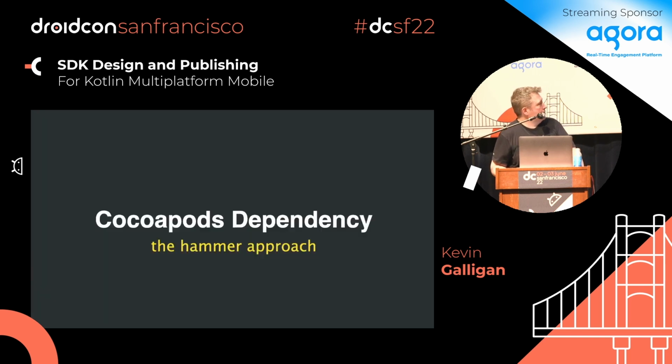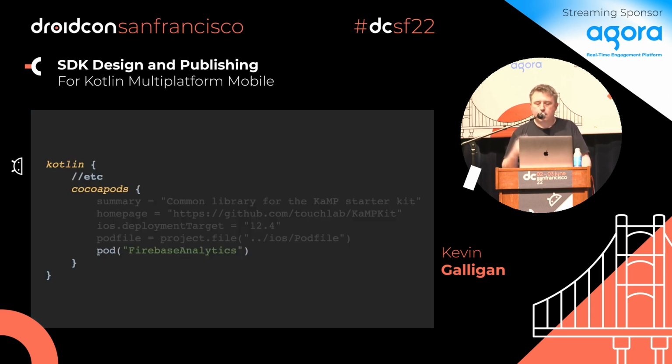So CocoaPods dependency. This is what I call the hammer approach, which is you essentially just say in your Kotlin, we depend on this CocoaPods thing. And it pulls in the header, it'll pull in the binary, it kind of wires everything together when it works. It does not always work. I like this for apps. It does add a lot of time sometimes to the compiling, but it's good for apps.